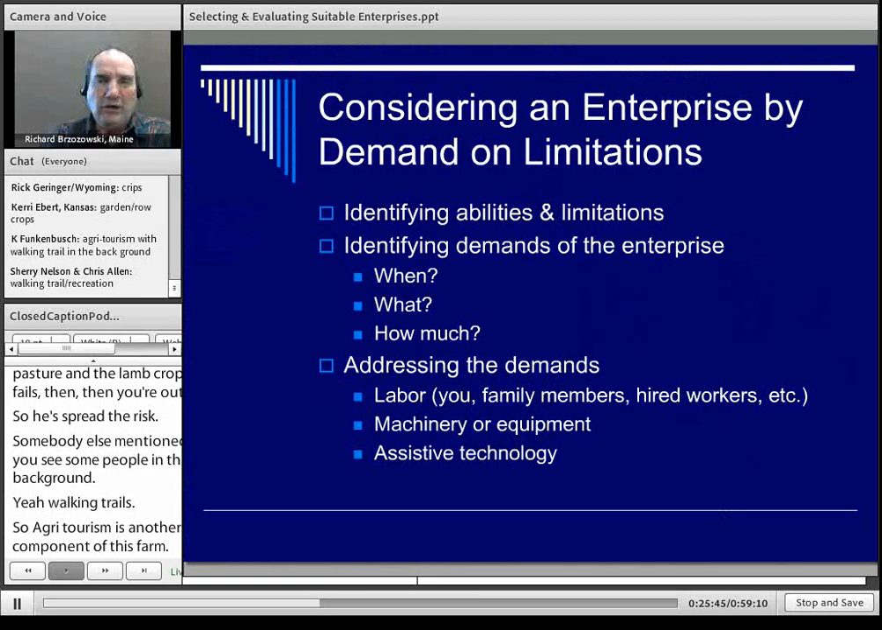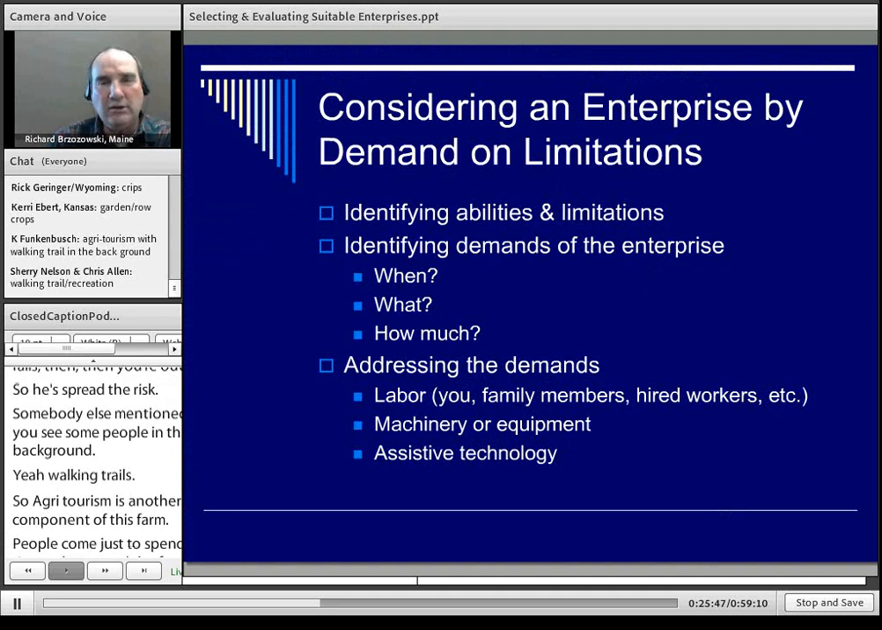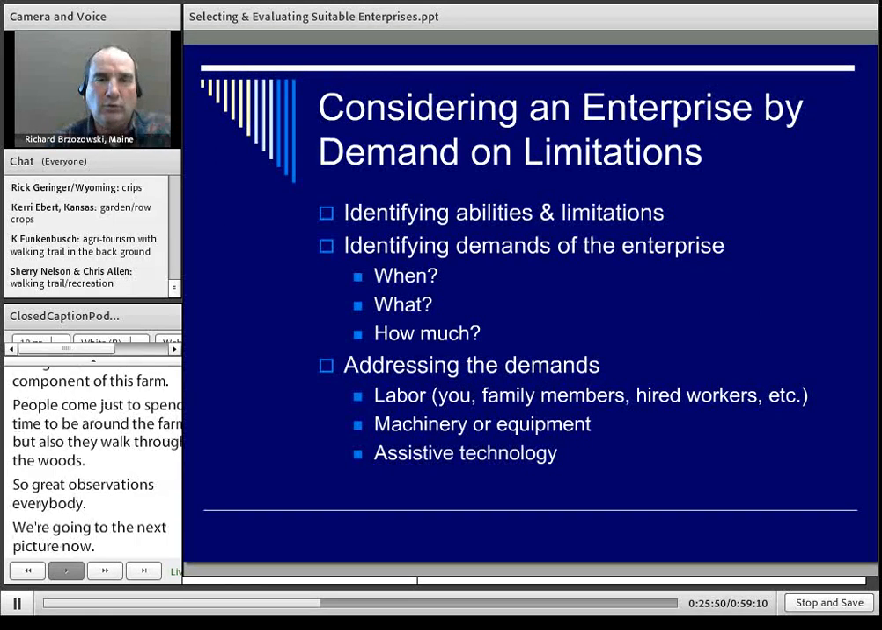So now we're going to get down a little closer to what we really want to learn today, which is the consideration of the enterprise by demand on the limitations. We work with audiences that vary in abilities and their limitations, but everybody has limitations.